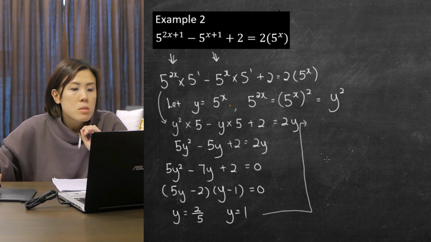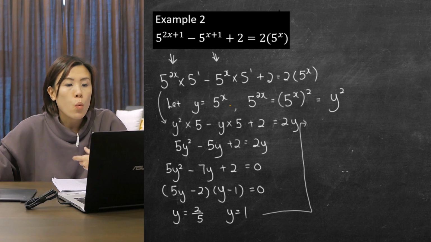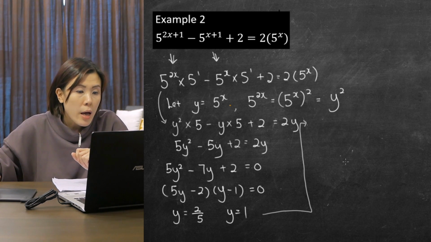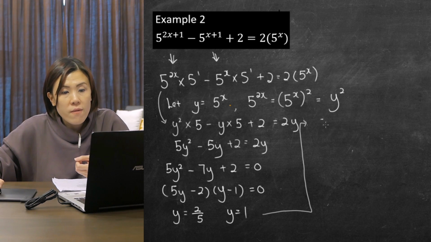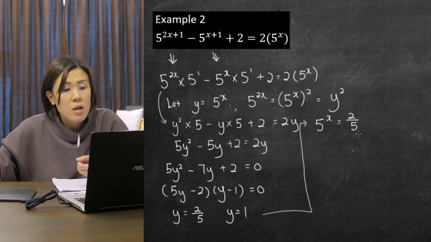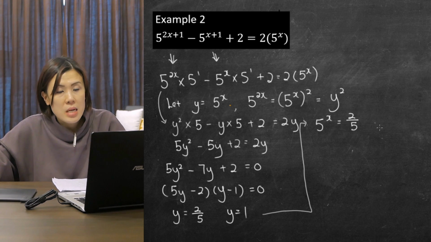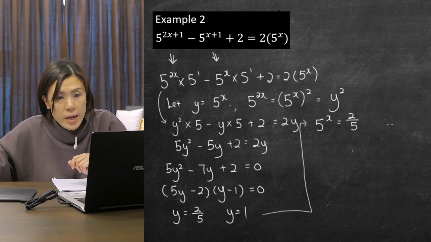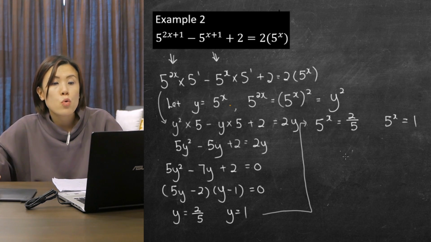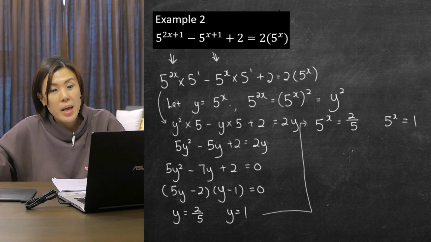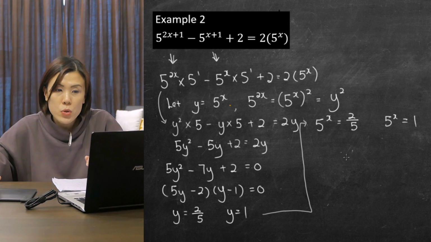And we found y equals 2 over 5. And we know that y is 5 to the power of x. So from here we know that 5 to the power of x equals 2 over 5. And another y value will give us another solution of x. Then we have 5 to the power of x equals 1. So you can see 5 to the power of x equal to 2 over 5 cannot be expressed as the same base. Then in this situation, we will need to use logarithm.